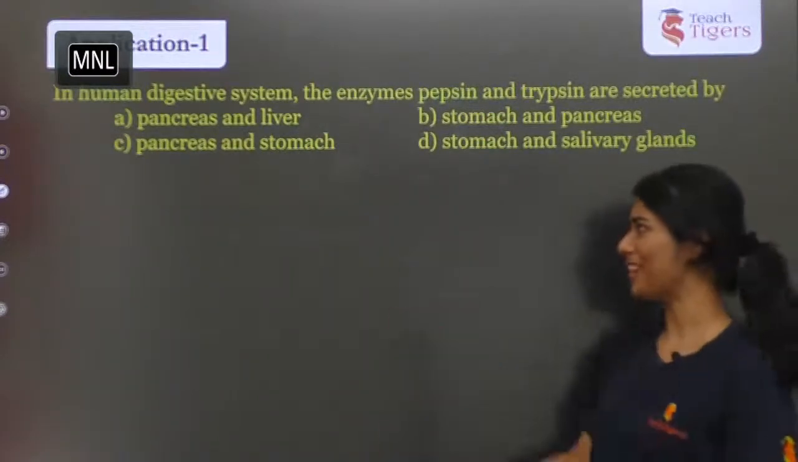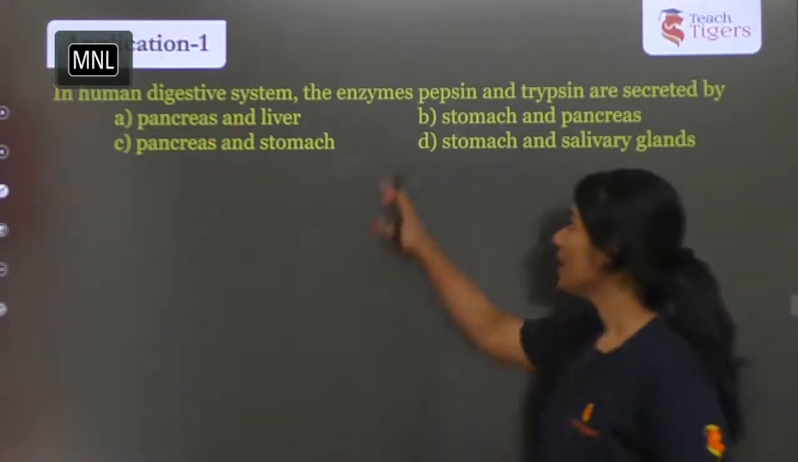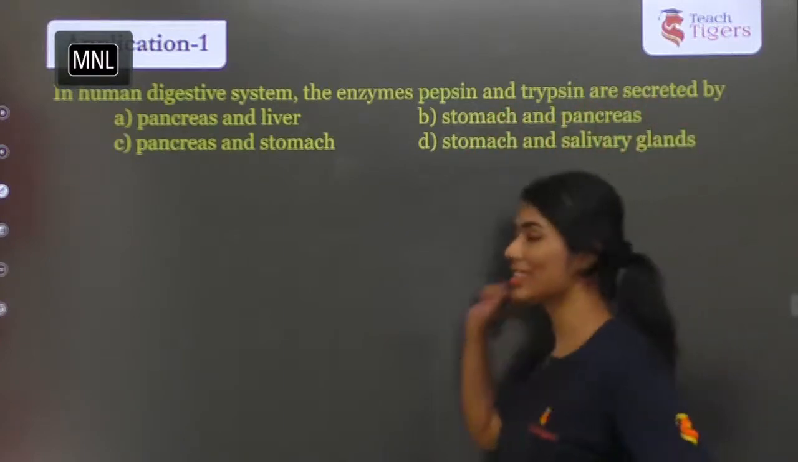Your first question is on the screen. In human digestive system, the enzymes pepsin and trypsin are secreted by.